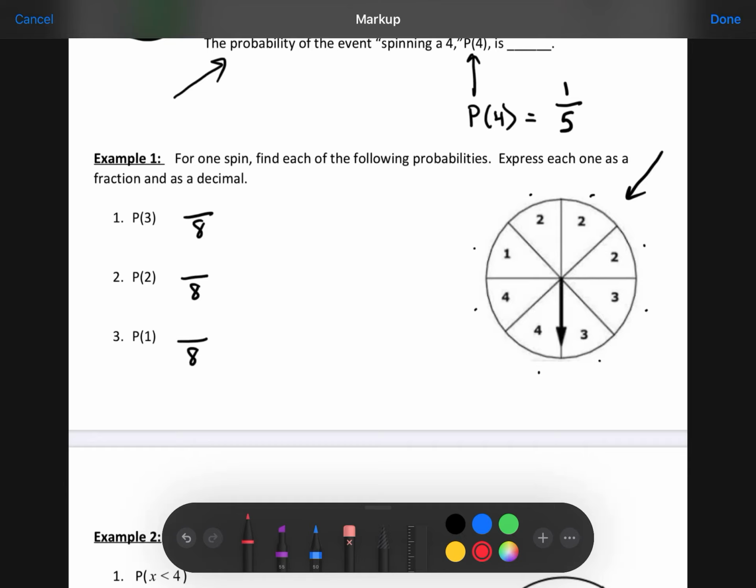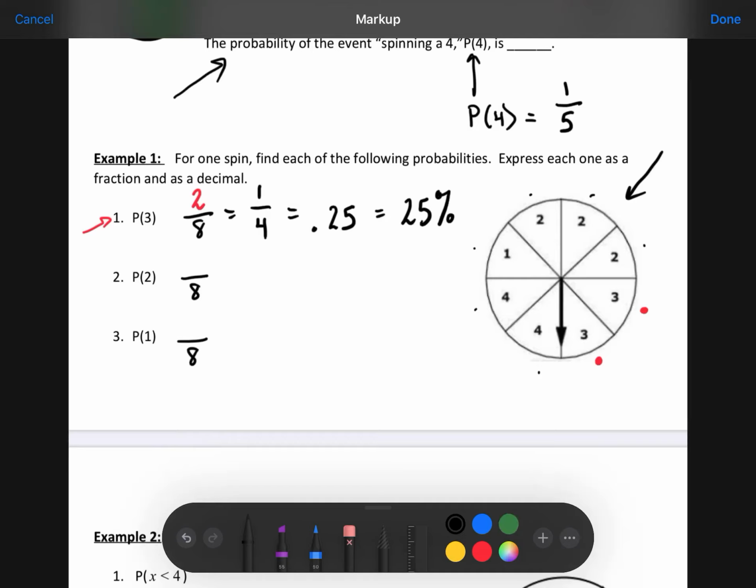So let's first look at how many 3s there are. What's the probability in number 1 of spinning a 3? Well, I've got 1, 2 3s. So it's 2 out of 8, which reduces to 1 out of 4. You always reduce it. And the decimal for that would be 0.25. You should have that memorized. A quarter equals 0.25. Now I'm going to take it a step further and remind you that we could write this as a percent also. There's a 25% chance of me spinning a 3 here.